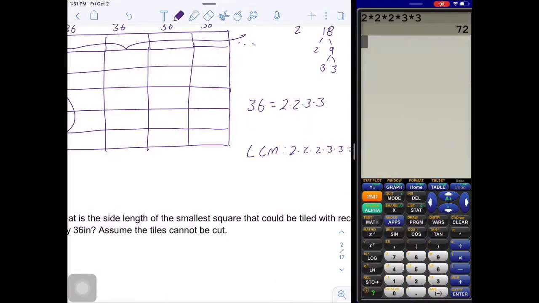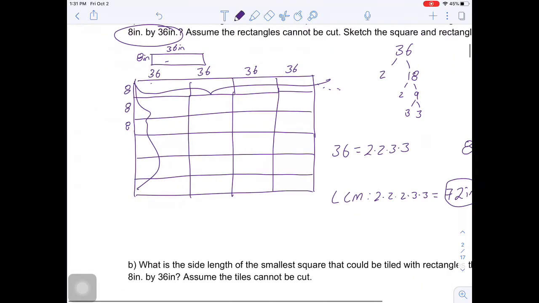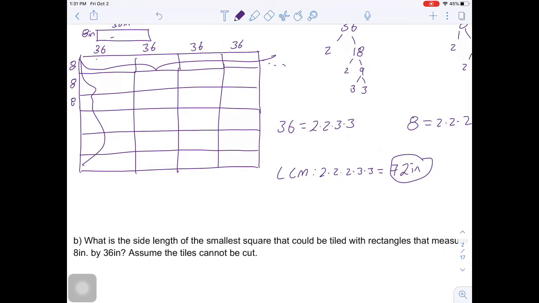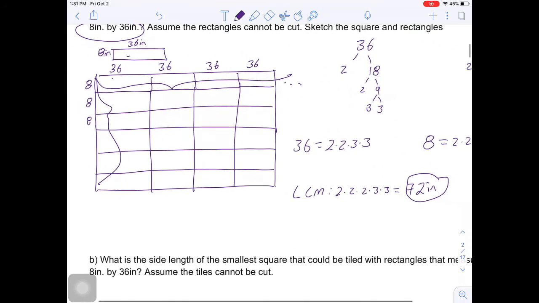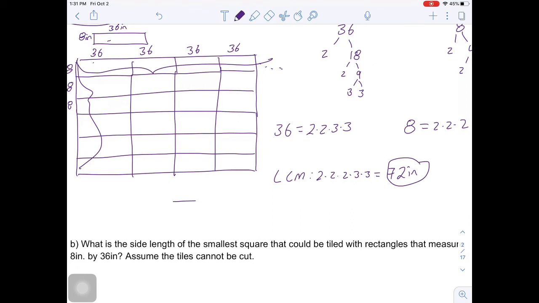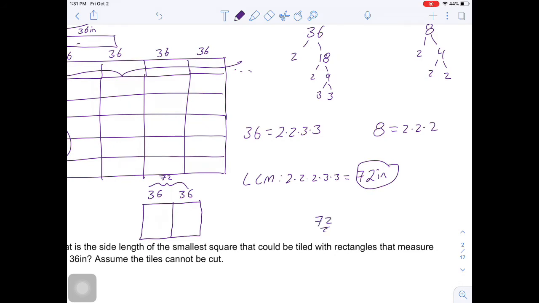Okay, so what does this mean? Well, we can now imagine this rectangle a lot better. Realistically, this square only needs 2 36-inch rows, because together this equals 72. Over here, what is 72 divided by 8? Well, that gives me 9. So that means we're going to need 9 rows here.